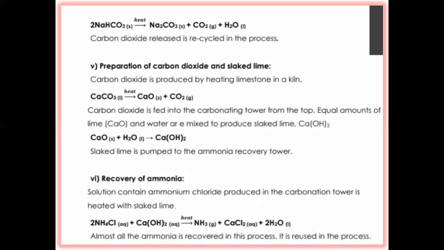Then preparation of carbon dioxide and slaked lime. Carbon dioxide is produced by heating limestone in a kiln, which will give calcium oxide and carbon dioxide. Carbon dioxide is fed into the carbonating tower from the top. Equal amounts of lime and water are mixed to produce slaked lime. So slaked lime is pumped to the ammonia recovery tower, and recovery of ammonia takes place. The solution containing ammonium chloride produced in the carbonation tower is heated with slaked lime. Almost all the ammonia is recovered in this process. It is reused in the process.